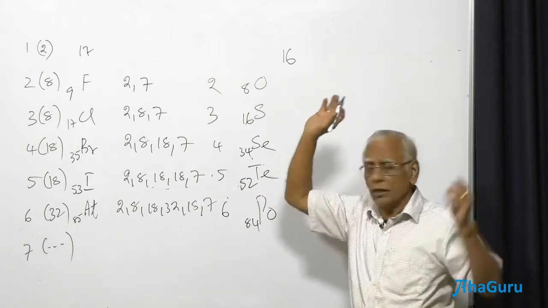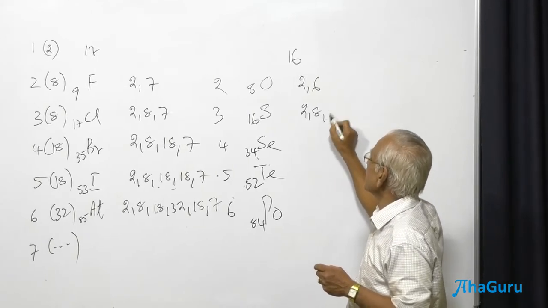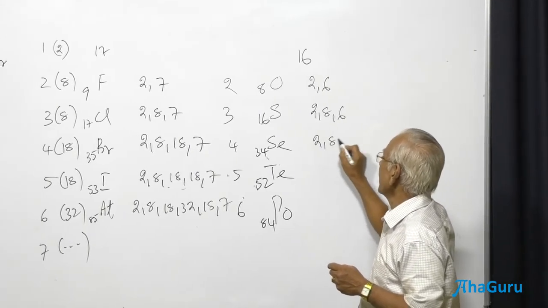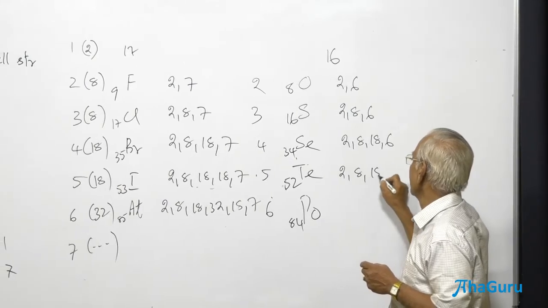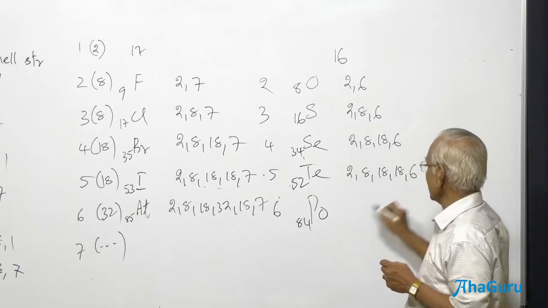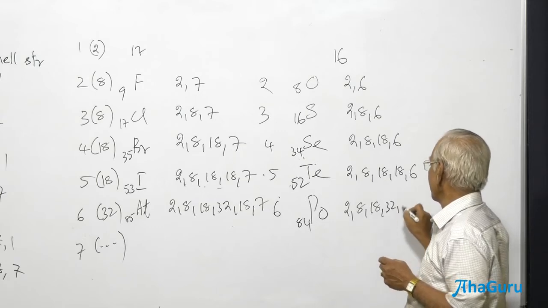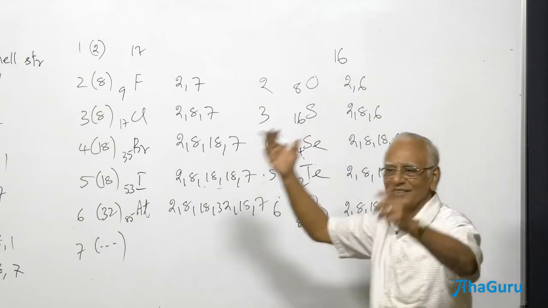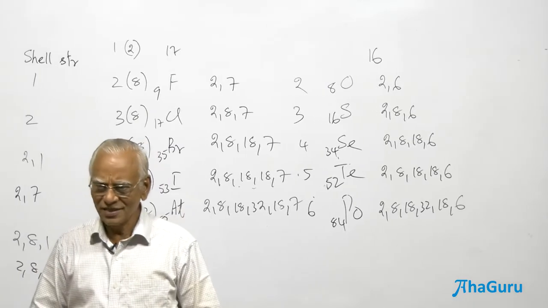Now, electronic configuration: 2, 6; 2, 8, 6; 2, 8, 18, 6; 2, 8, 18, 18, 6; 2, 8, 18, 32, 6. That's all. Very simple. Chemistry is very easy, isn't it?